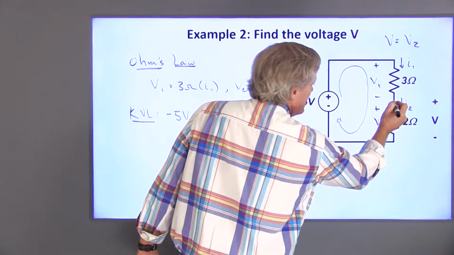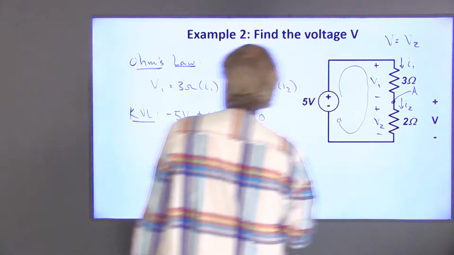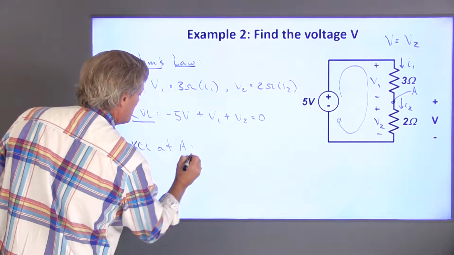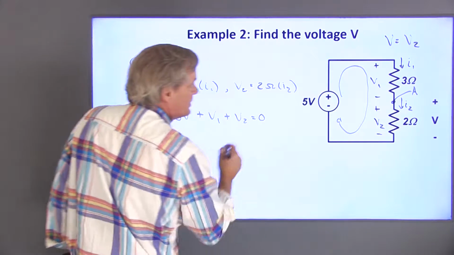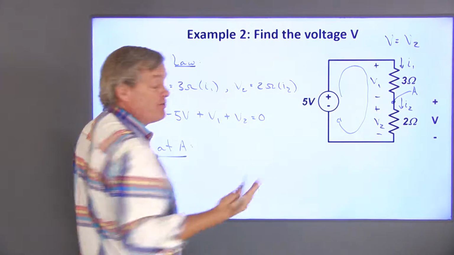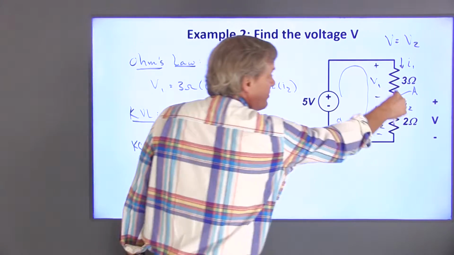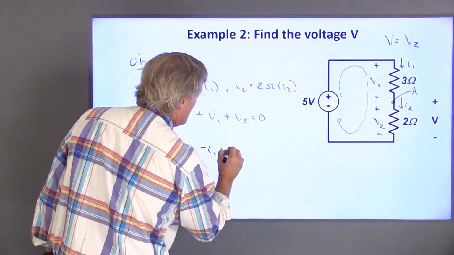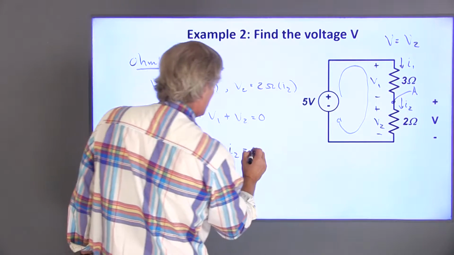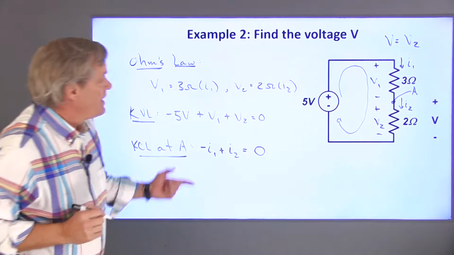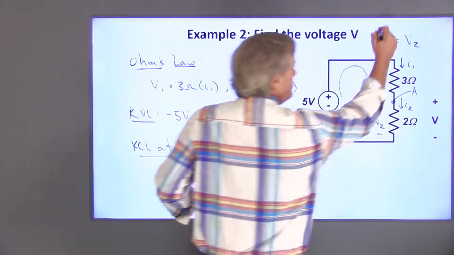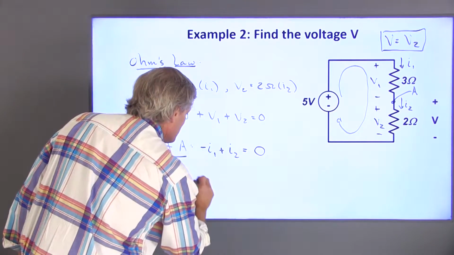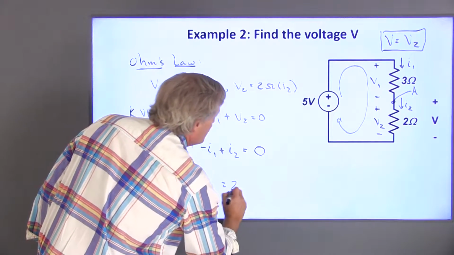Finally, KCL here at node A results in, if I use positive currents leaving the node, I2 will be positive and I1 will be negative. So negative I1 plus I2 is equal to 0. Now I can solve these equations, including V is equal to V2, to find that V2 is equal to 2 volts.